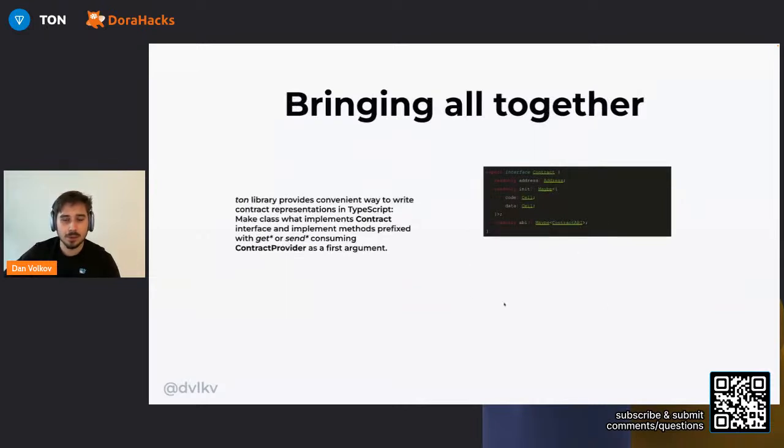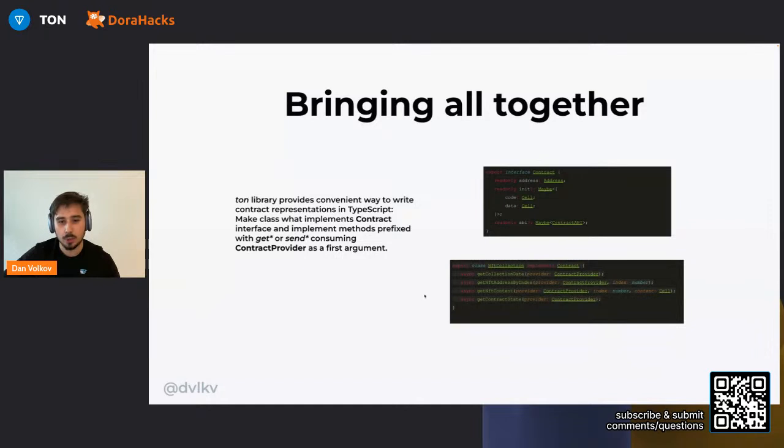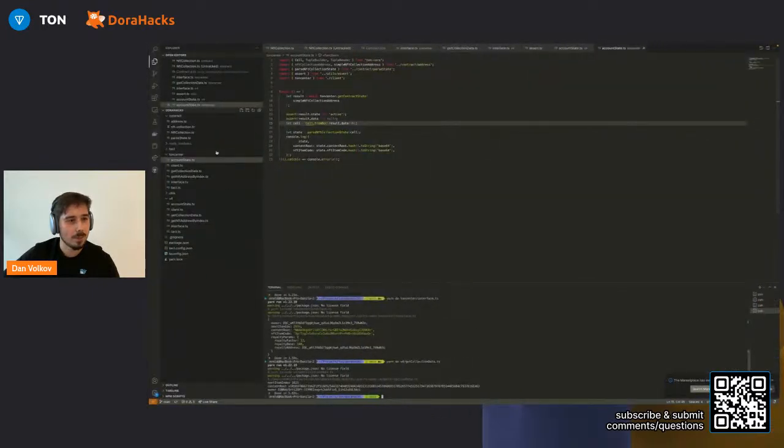And let's bring it all together. We have a Contract interface in the library. You can implement it and add methods prefixed with get or send, and we should consume the contract provider as the first argument, like this. So we create an NFT collection, and here are our methods: get collection data, get NFT address by index, get NFT content, and get contract state. Get contract state represents parsing the full contract state. Let's show the implementation.